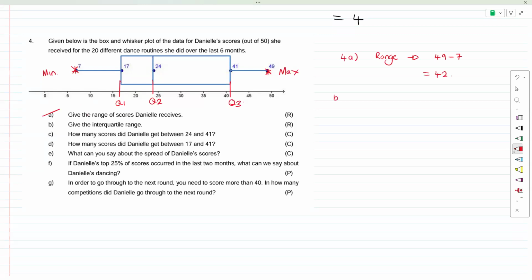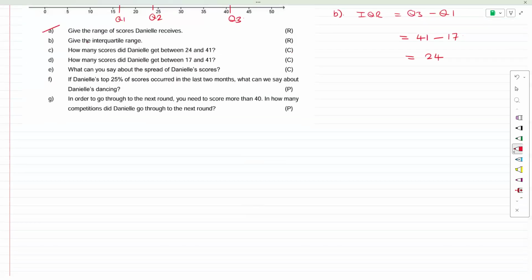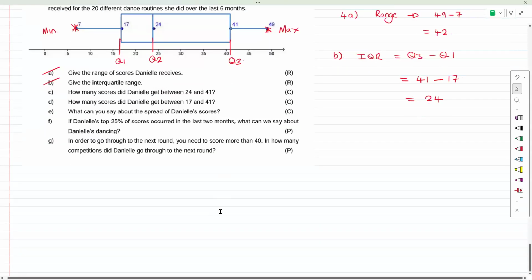B, give the interquartile range. Interquartile range is equal to Q3 minus Q1. So interquartile range is Q3. This is 40. I don't know what number this is. I'm going to estimate it as 41. Minus Q1 is, oh, wait. I do know what number it is. Sorry, guys. I wasn't looking. It's 17. And that's 24. Normally, these numbers will not be given to you guys, okay? So don't make mistakes. How many scores did Danielle get between 24 and 41?